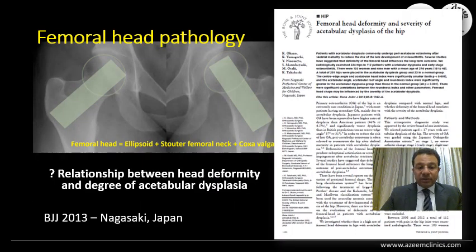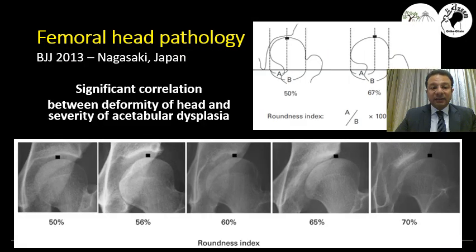Another classification, which was suggested in 2013 by Nagasaki from Japan, looking at the relationship between the femoral head and the degree of acetabular dysplasia, he noticed that there is a significant correlation between the femoral head deformity and the severity of acetabular dysplasia. So, if you have an abnormal acetabulum, usually this is associated with an abnormal head shape.